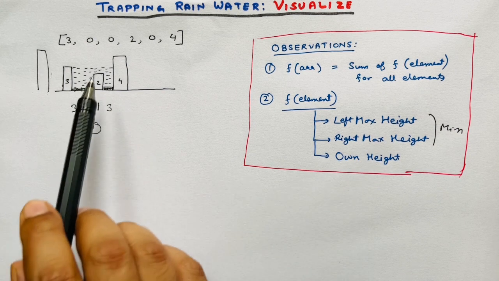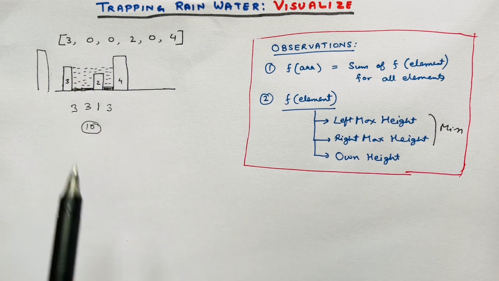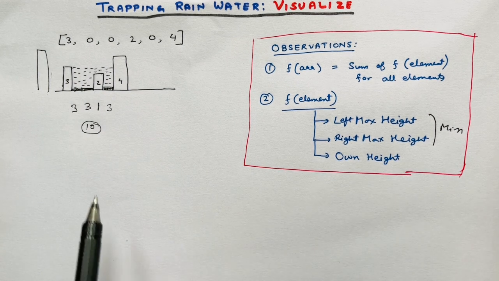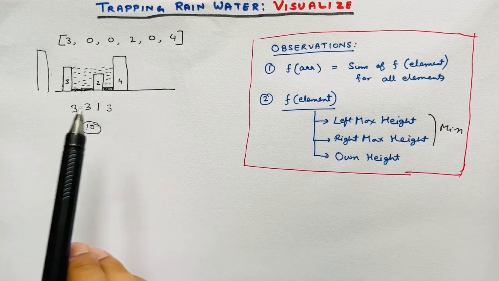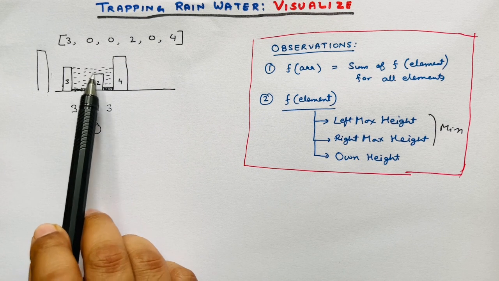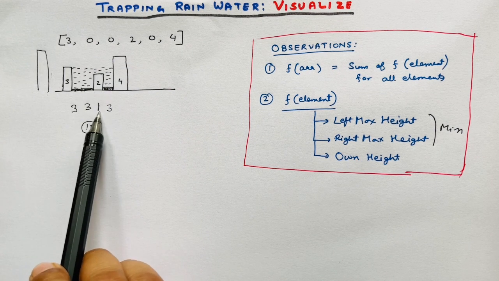Also, we will have to subtract its own height from this minimum of the two to get the water stored. For example, consider this element 2. Here it could store till level 3, but its own height is 2. Therefore, the water stored by this is 1.